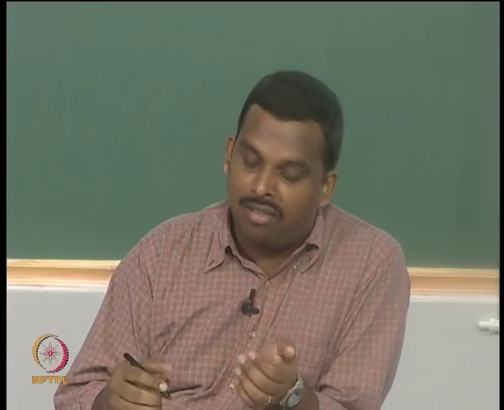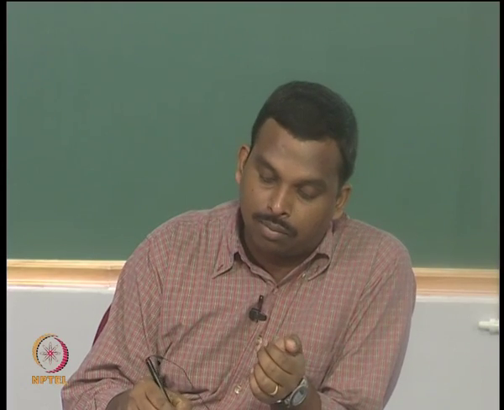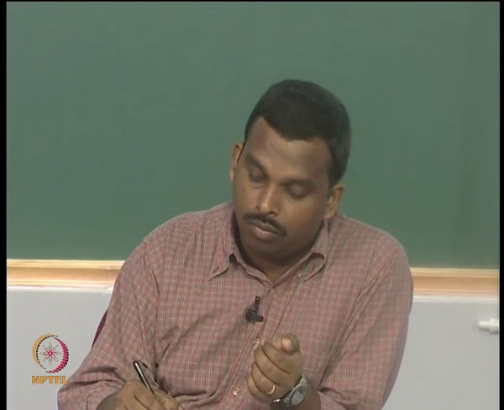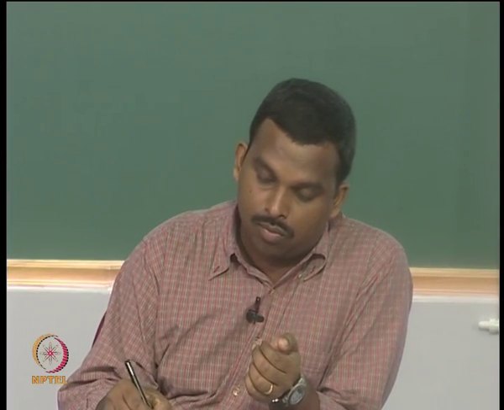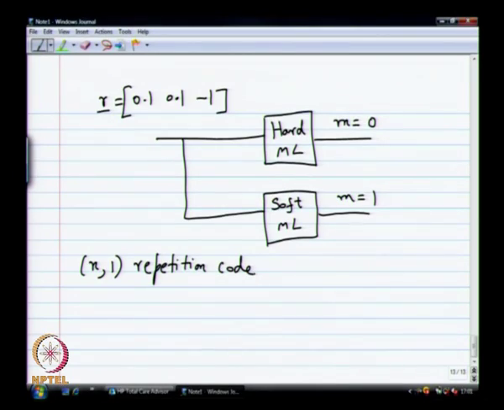Any questions on this case? This is the simplest possible code, so it is very easy. You can also generalize. Suppose I have an N-1 repetition code, and I do the same BPSK over AWGN. What will be the decoding rule?